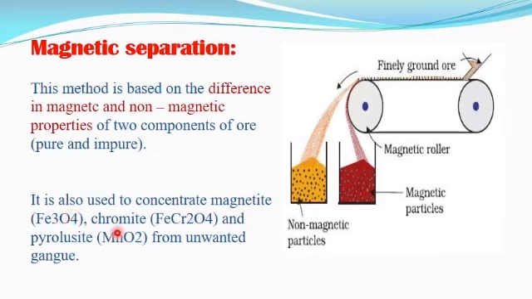Here a clear application of magnetic separation is given. It is used to concentrate magnetite, chromite and pyrolusite from unwanted gangue, because all these ores are magnetic and the gangue is non-magnetic. So we can use magnetic separation for separating these ores from the impurities.